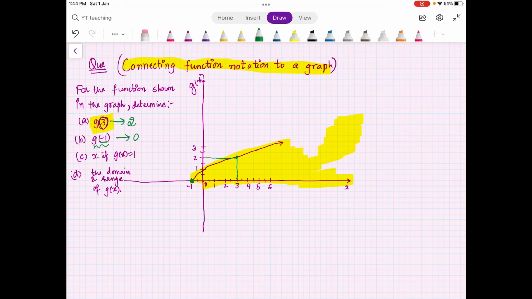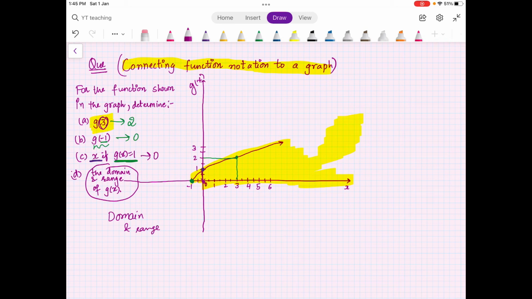Now the question is the other way around. You are given that g of x is 1. So you go on the y-axis, g of x is 1, and you have to see what the corresponding value of x is. You have to go to the x-axis, which gives 0. Now you have to tell what the domain and range are. Domain and range. Can you see?